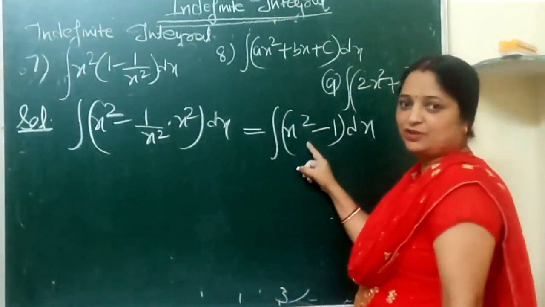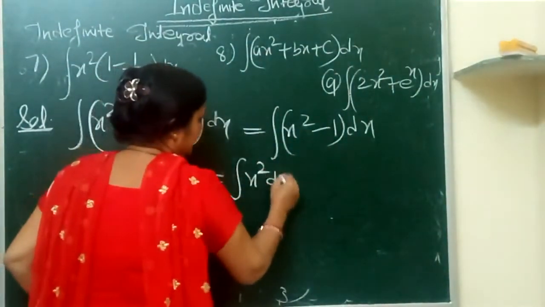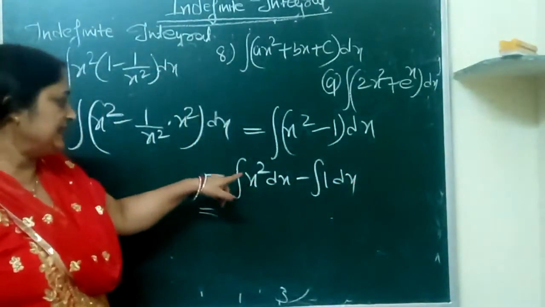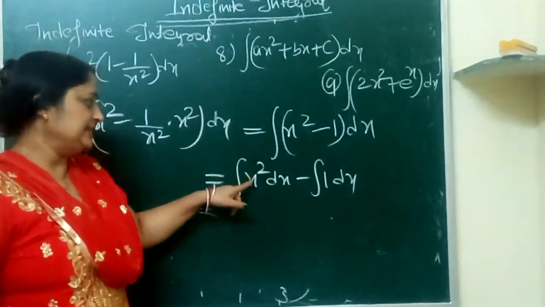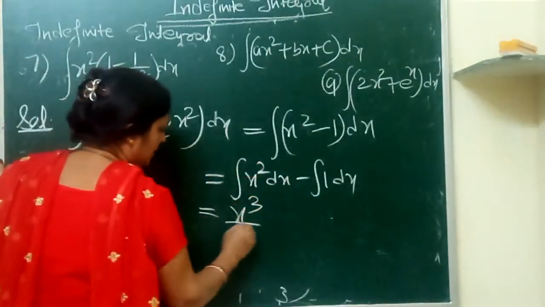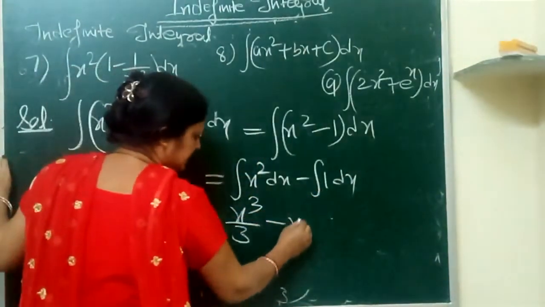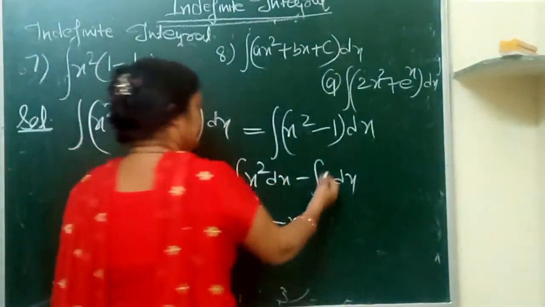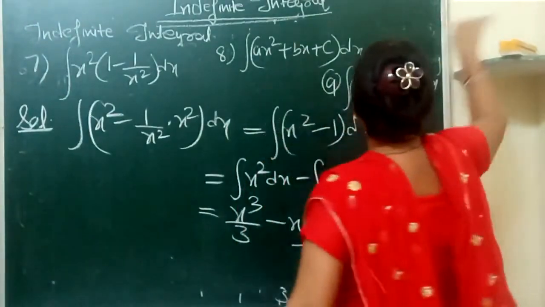Now what is the integration of x²? The integration is separated: x² dx minus 1 dx. Now what is the integration of x²? Here we will apply the formula, integration of x raised to power n is x raised to power n plus 1 upon n plus 1. So it will come x³ upon 3 minus integration of 1 dx, which is x. Here you can write minus 1 dx or minus dx, both are the same, that is minus x plus c. So this is the solution of question number 7.